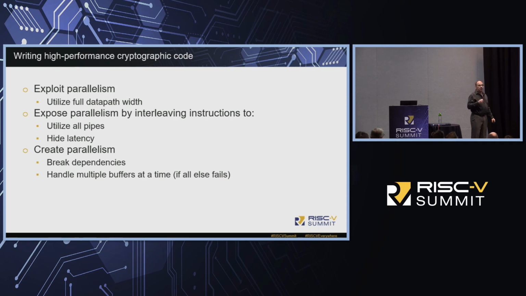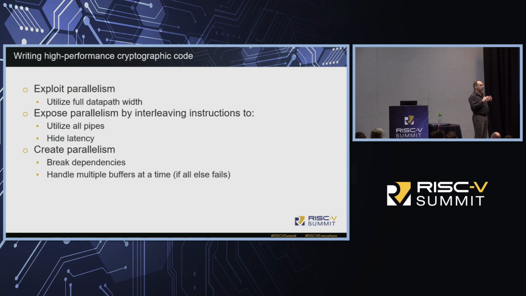Also, many implementations have multiple vector pipes. So you want to be able to use all of the pipes in parallel. So you can use the full width of the data path and then all of the pipes, and you use all of the pipes by interleaving independent instructions. You don't want to just do your first round instruction, wait 3 cycles to get the result, and then do your second round instruction and wait 3 cycles. If you interleave instructions from different rounds, you can get much higher throughput.